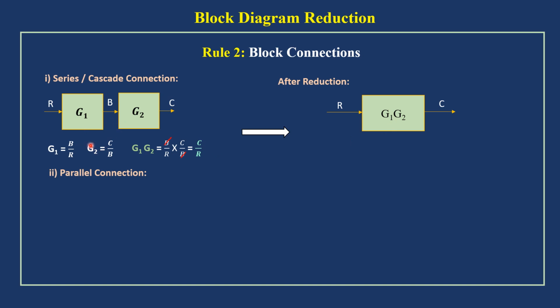So like that, if multiple blocks are connected in series, it can be reduced to a single block which represents the product of gains. Transfer function C by R equals the product of gains G1, G2.